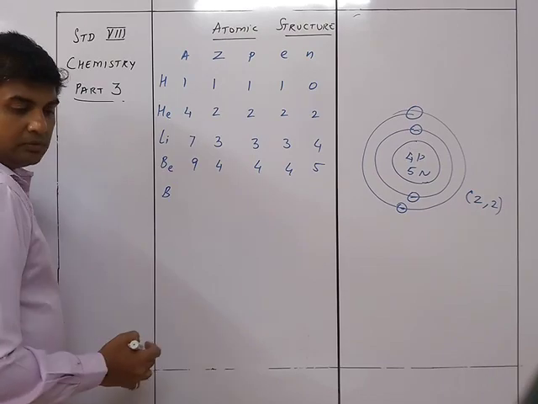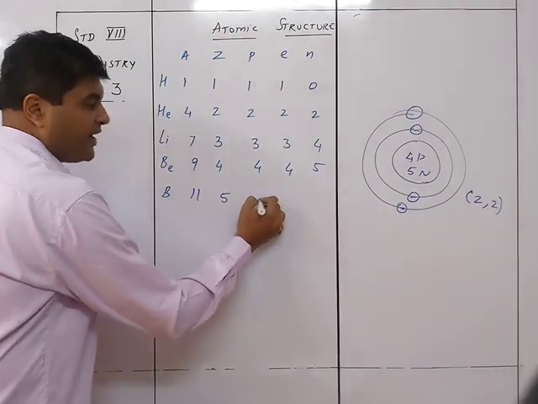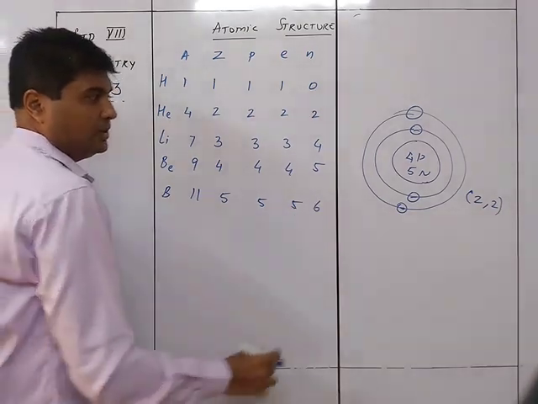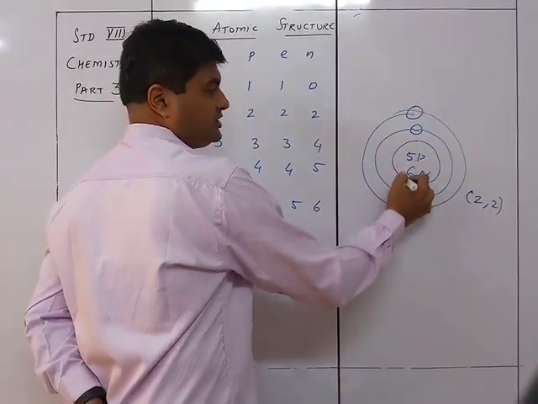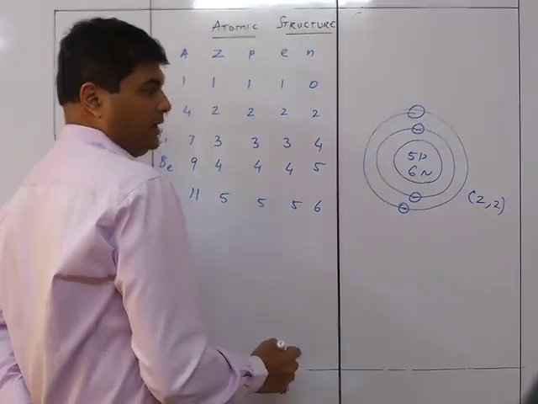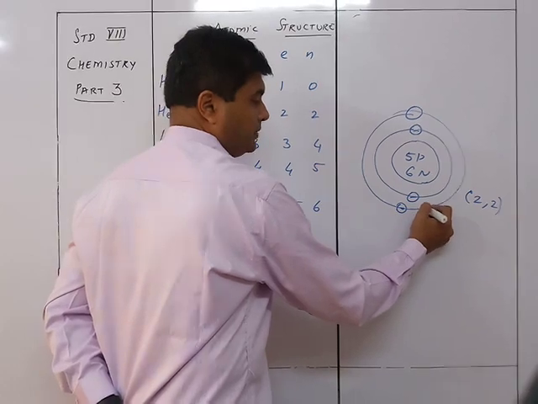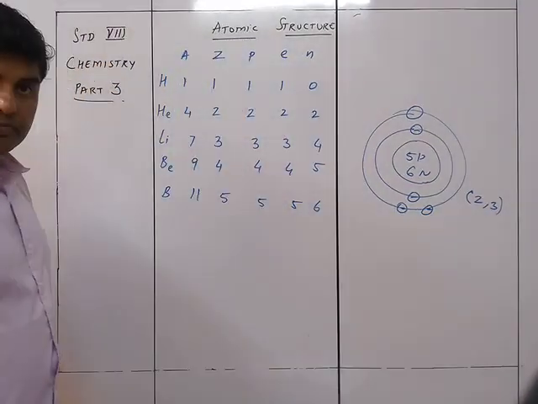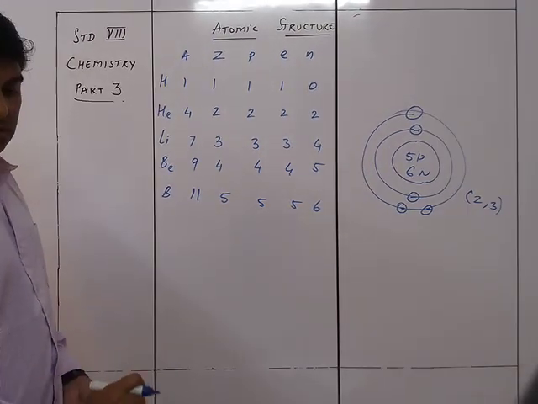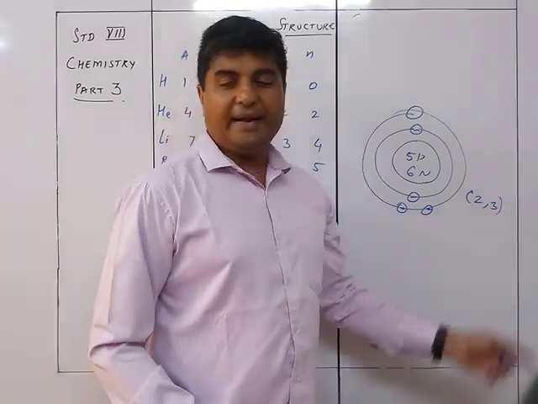Next is boron. The mass is 11 and the atomic number is 5. So this will be 5, this will be 5, and this will be 6. Accordingly, there will be 5 protons, 6 neutrons, and 5 electrons. Already 4 were there, one more will be here. So this will become 2, 3. Got it? So you have 2 in the K shell and 3 in the L shell.